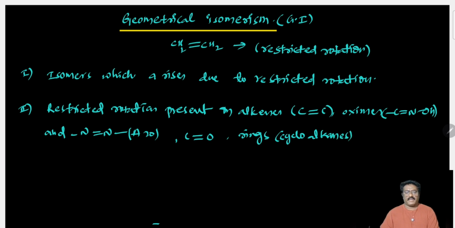What is the condition? A molecule with restricted rotation, such as a carbon-carbon double bond, oximes with carbon double bonded to nitrogen, nitrogen double bonded with nitrogen, carbon double bonded with oxygen, and cycloalkane rings, shows geometrical isomerism. Now, what are the conditions for showing geometrical isomerism?